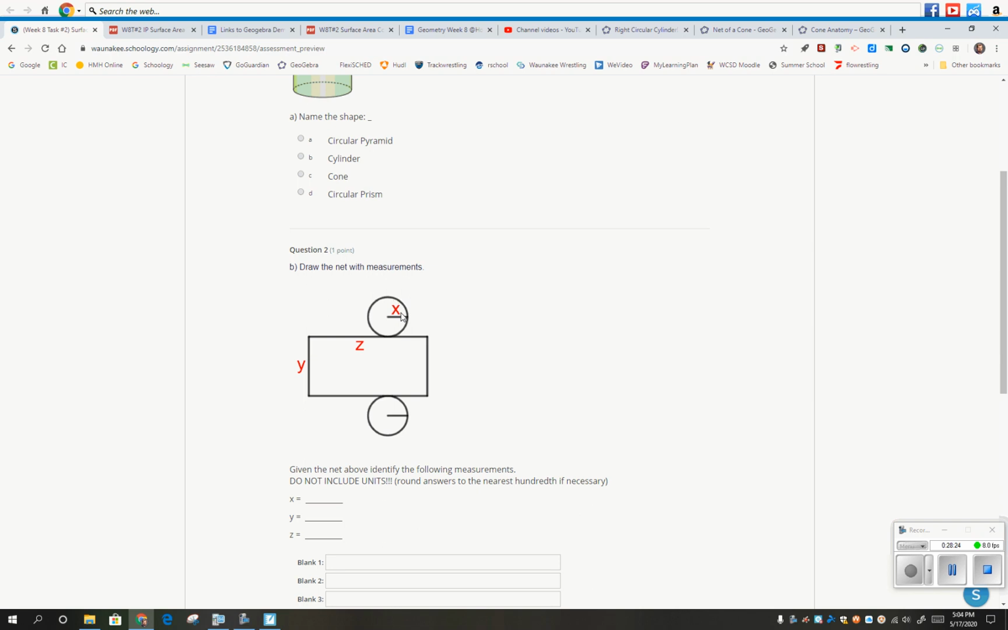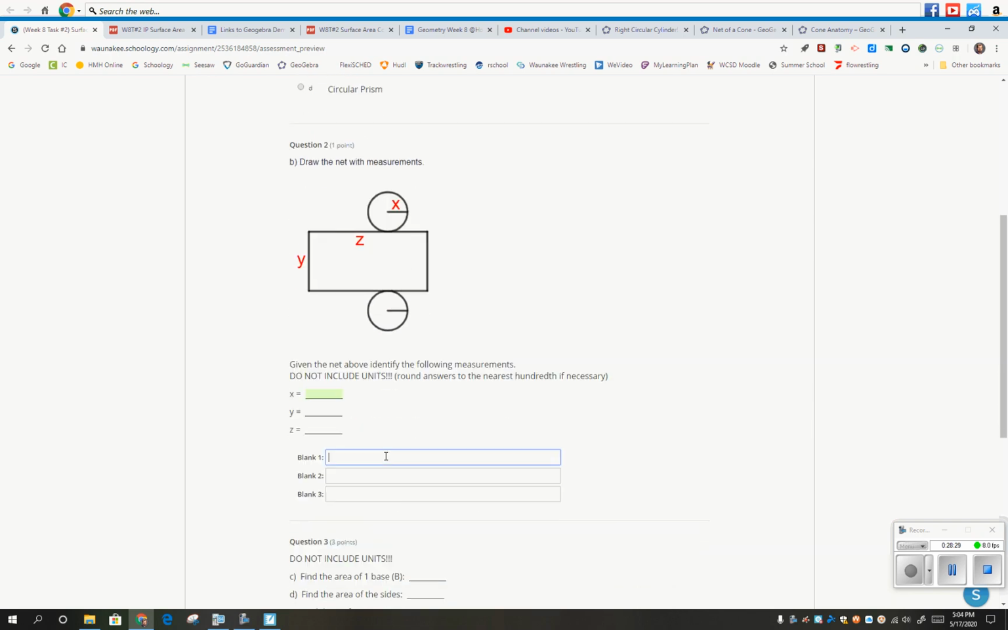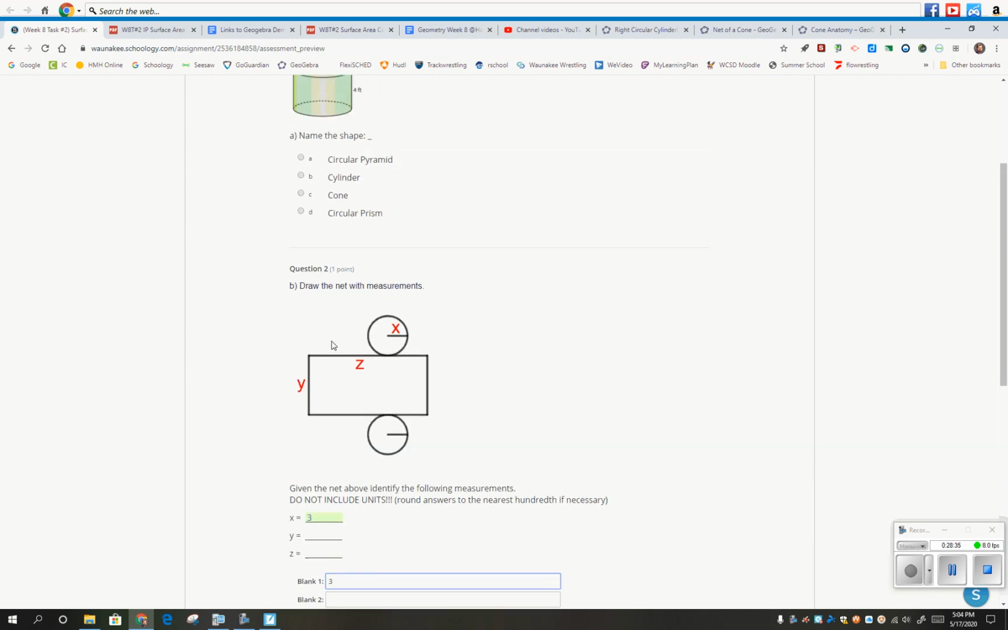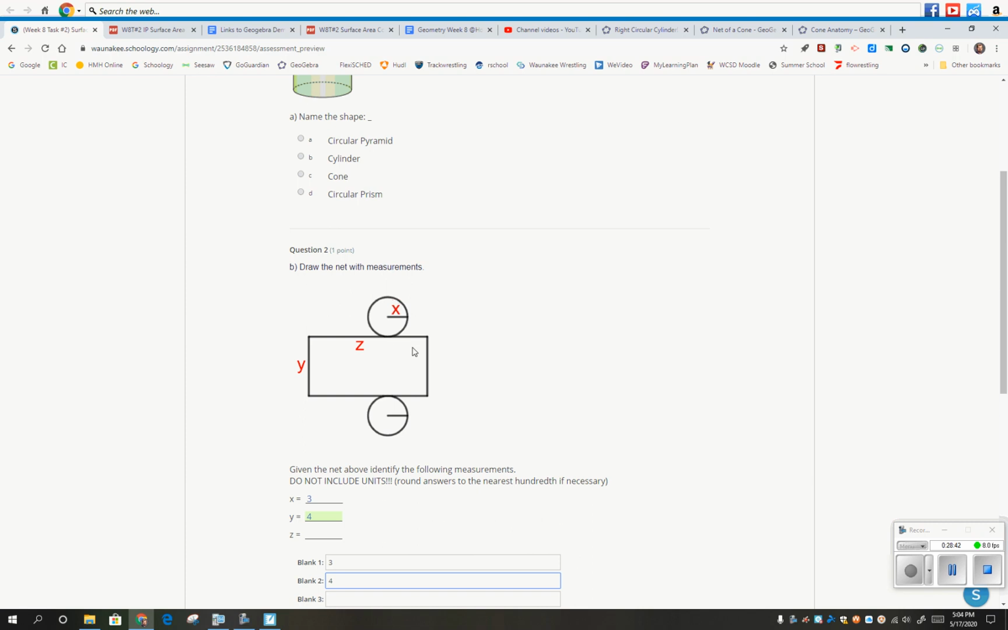Well, what's the label of X? Well, X is the radius of the base, which is 3. So blank 1 is 3. Do not include units here. Y is the height. What's the height of it? It's 4. Okay. And what is Z? How long is this?